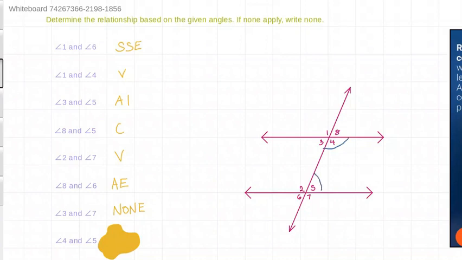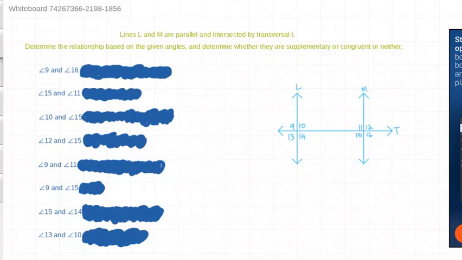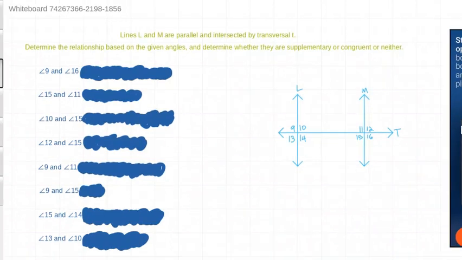4 and 5. They're both on the same side of the transversal, and they're both interior. So our answer would be same side interior. Lines L and M are parallel and intersected by transversal T. Determine the relationship based on the given angles and determine whether they are supplementary or congruent or neither.